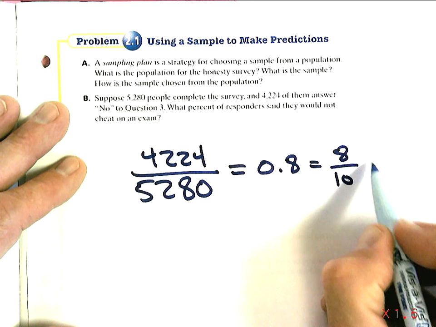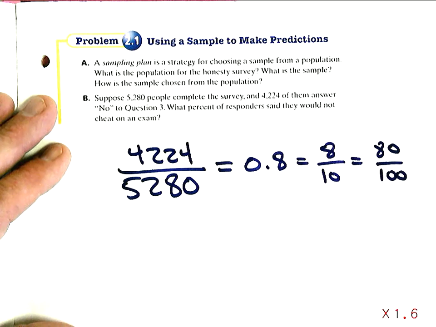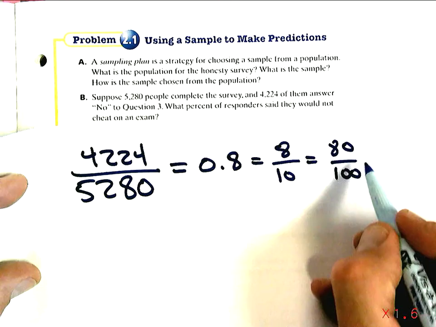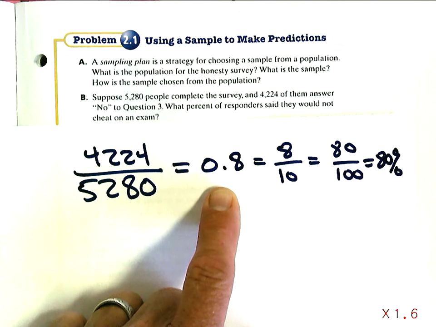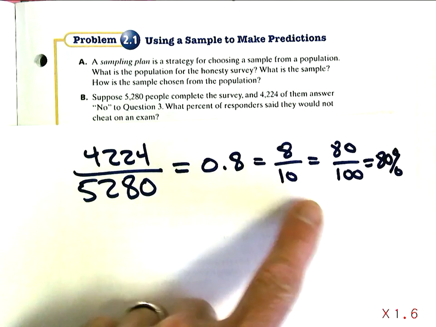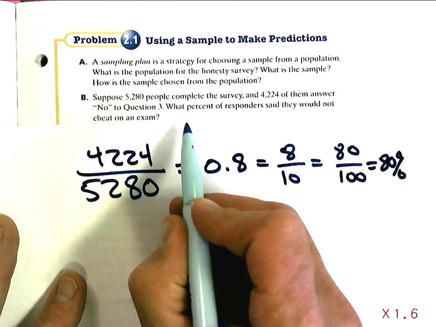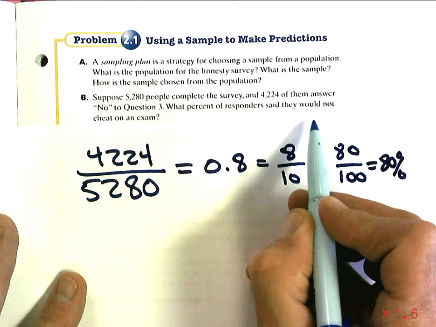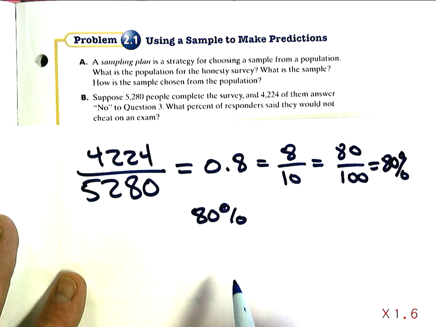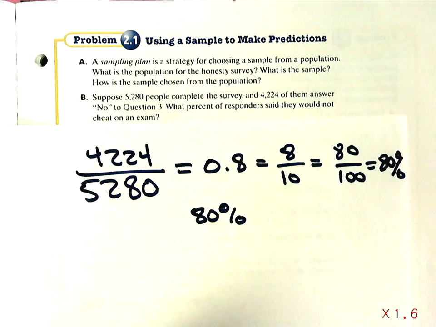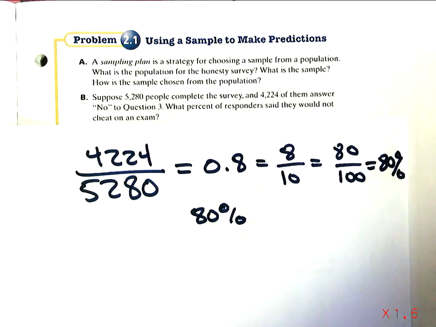8/10, which is the same as 80/100, which is the same as 80%. Some of you may know just by looking at that 0.8 that that's 8/10 or 80/100, which is 80%. So that means 80%, what percent of responders say they would not cheat on an exam? 80% said they would not cheat on an exam. And so that's the answer to part B of 1.2.